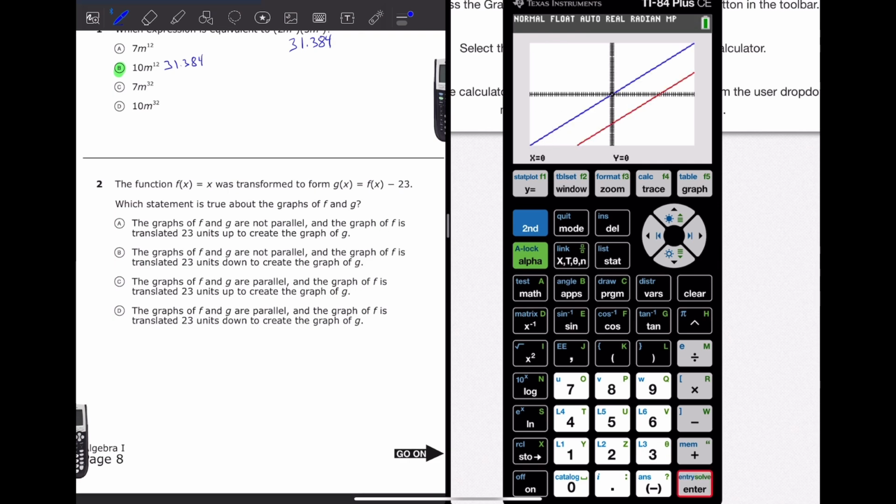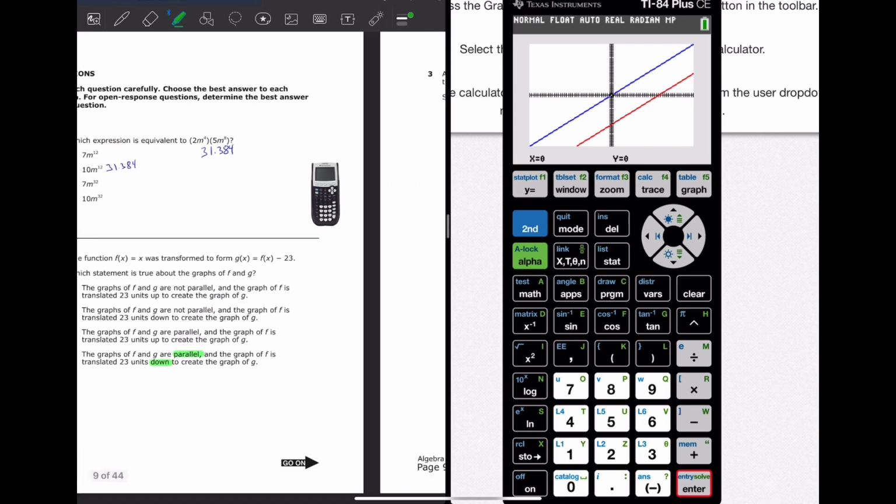I can see the graph now. It looks like they're parallel lines. So we can mark off the ones that are not parallel. We found the parallel and it looks like it moved down 23.